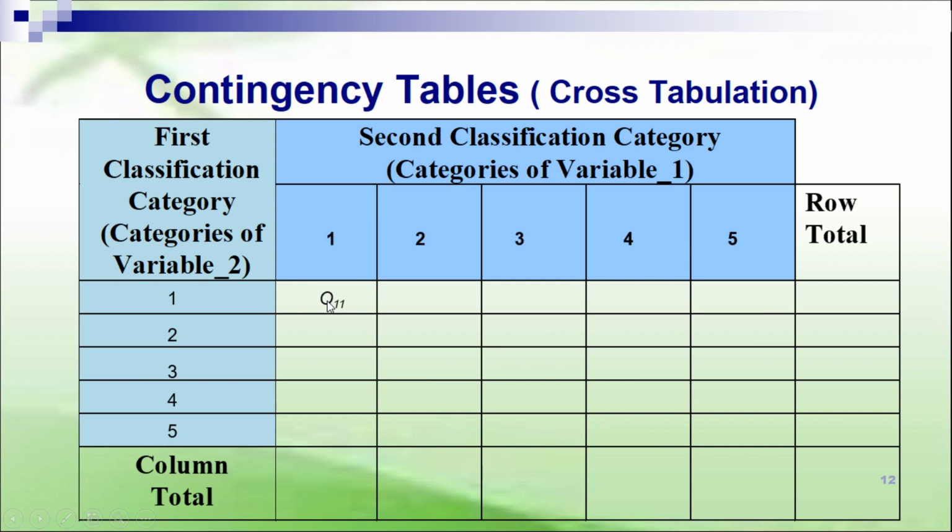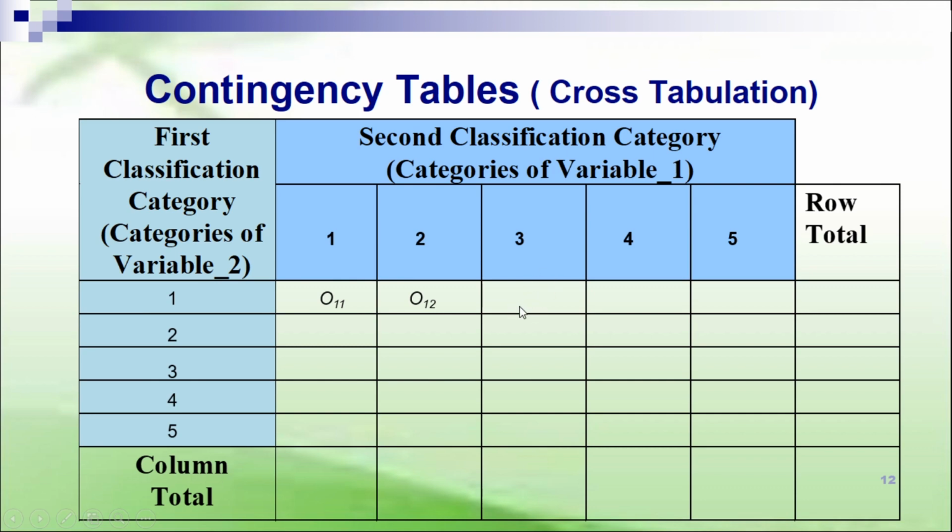Observed frequency belongs to the first category of the second variable and the first category of the first variable. In that way we can define the cell address for this one as O12, observed frequency O, not 0. The first number represents the category number of variable 2, the row number, then the column number. That means this value belongs to the first category of variable 2 and the second category of variable 1.